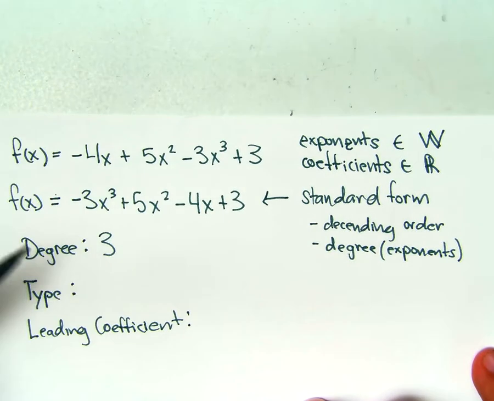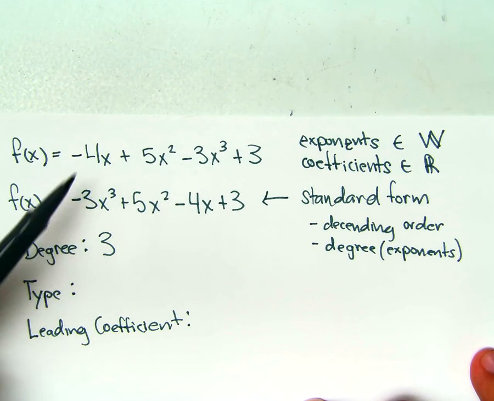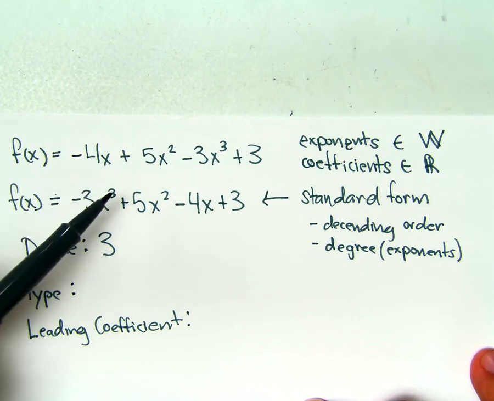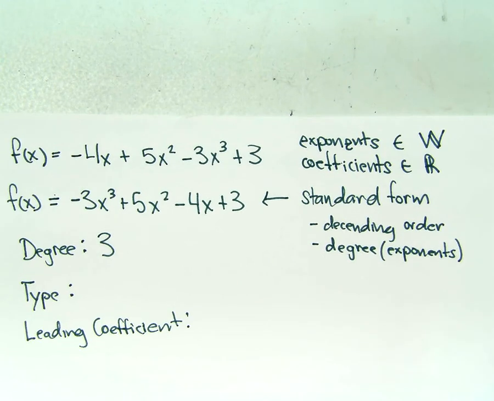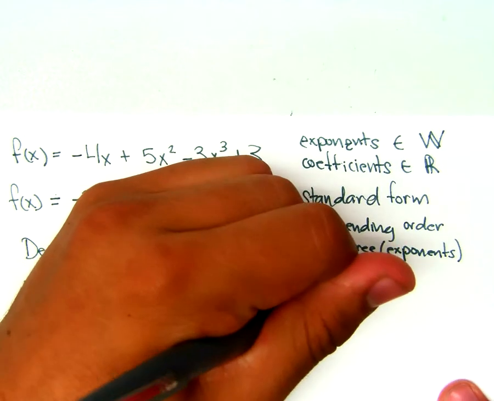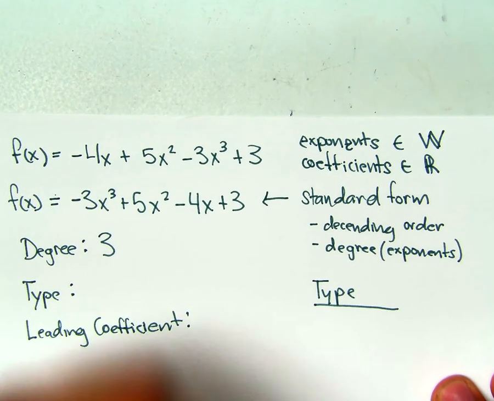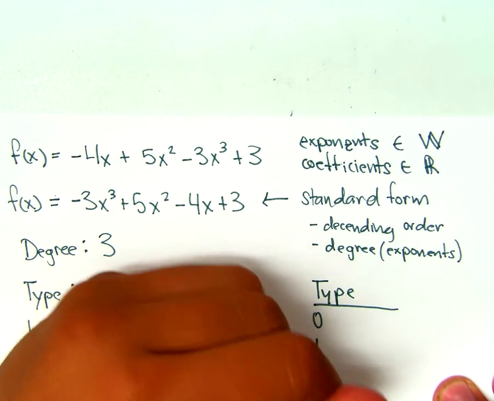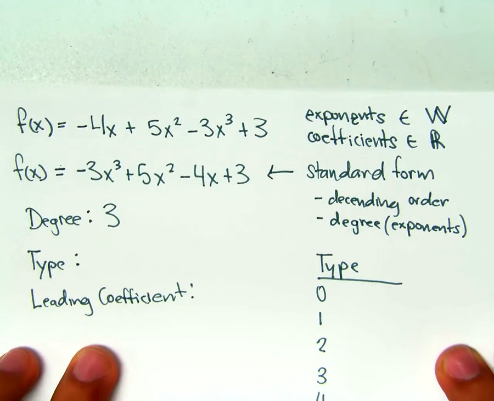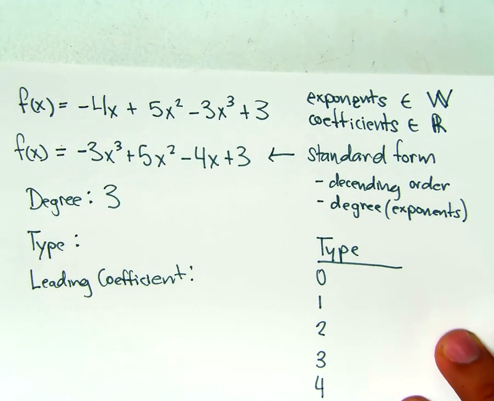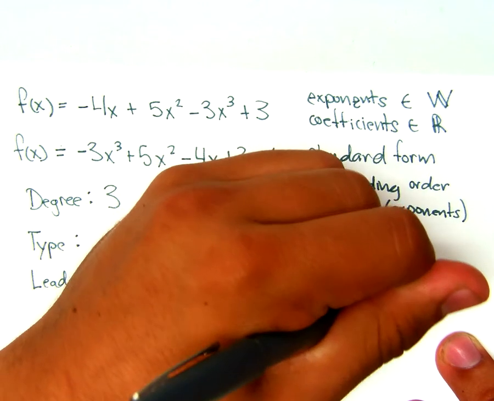And once we write it in standard form, we already have it in order from highest to lowest. So all we have to do is really look at the first term. And the exponent is 3, so our degree is 3. And that's going to tell us the type. Okay? So the type will go like this. The possible degrees that we're going to go over are going to be 0, 1, 2, 3, and 4. Okay? 0, 1, 2, 3, and 4. If we have a degree of 0, that's a constant. The type is a constant.